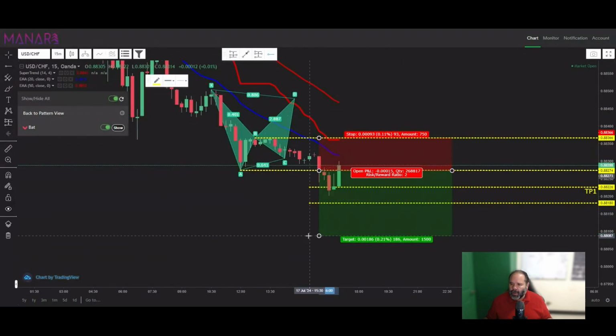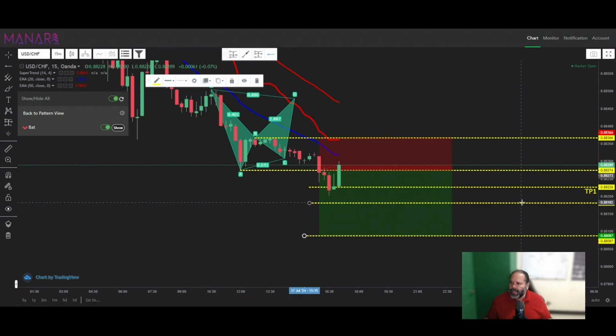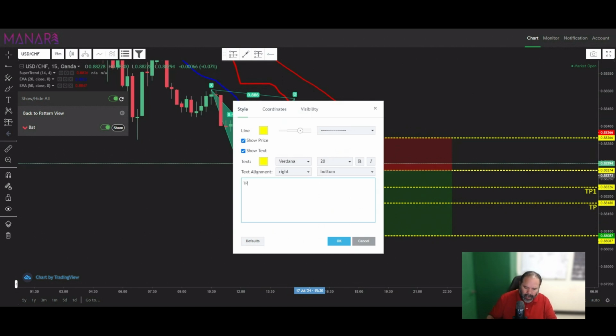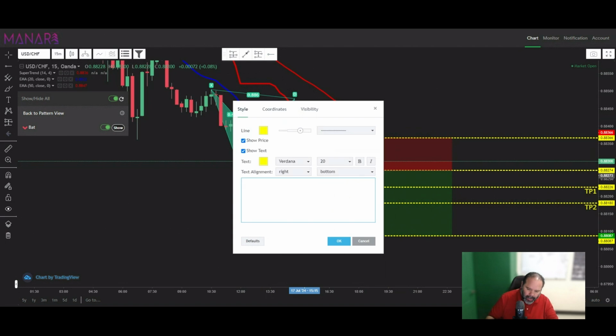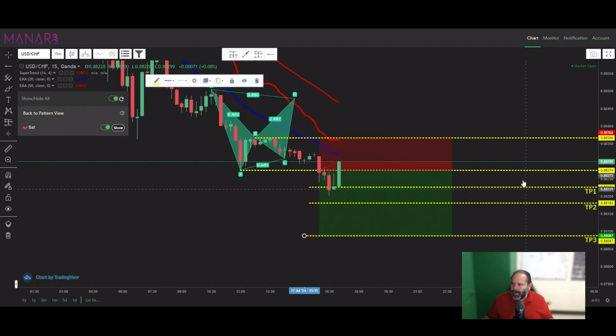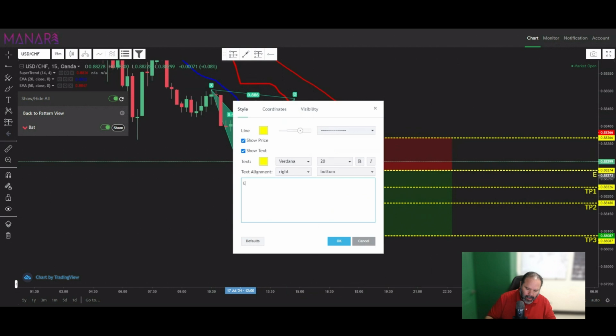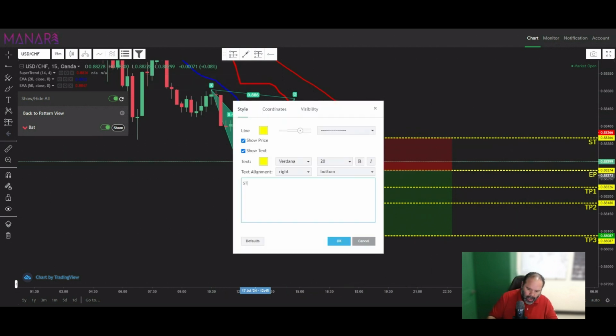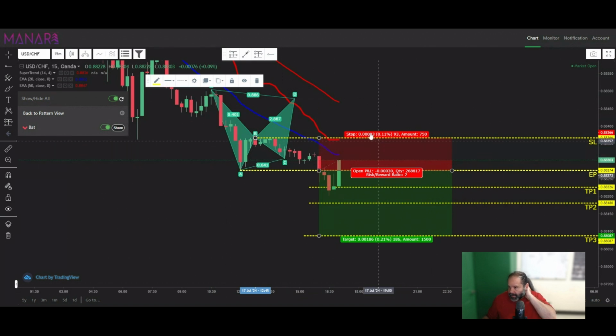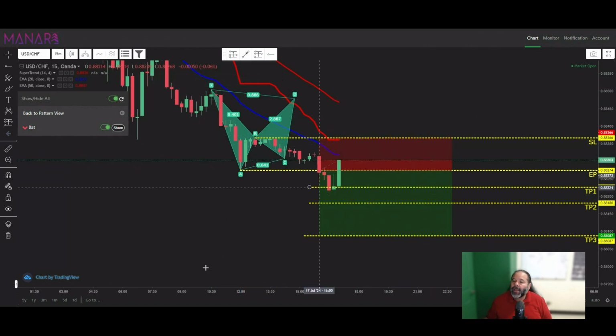Okay. So right here, 087, right there. So this is TP2, and this one right here, this is TP3. Now we have our entry point right there, and we have our stop loss over here. Stop loss, how many pips? 9.3 pips. It's okay. I like to take them when they're at least 10 pips.